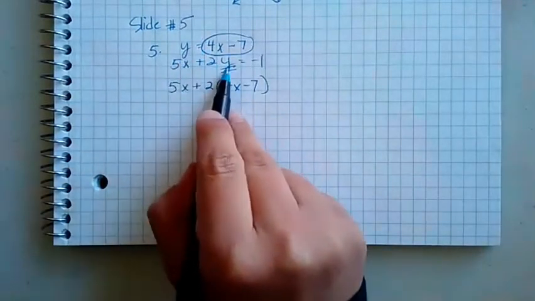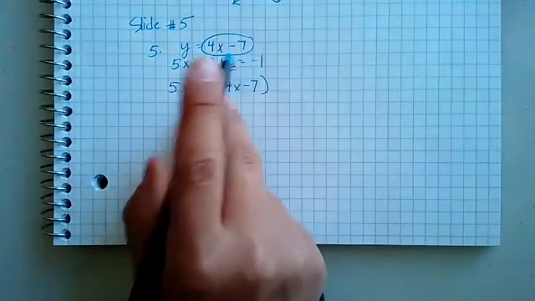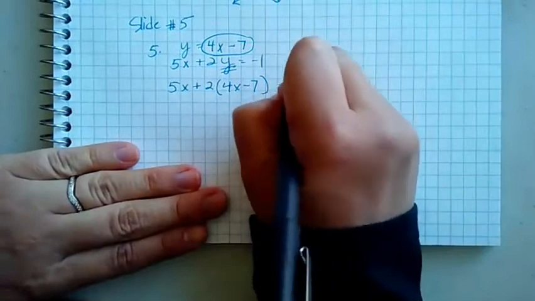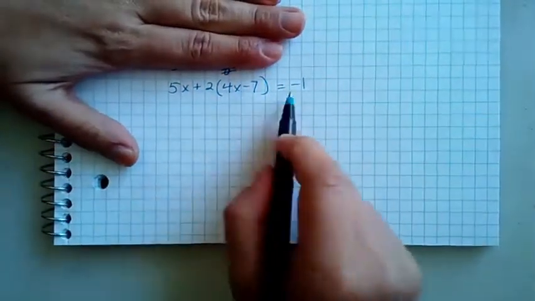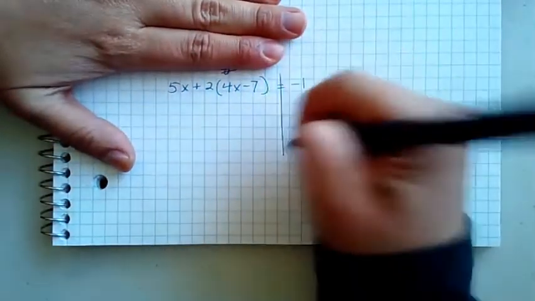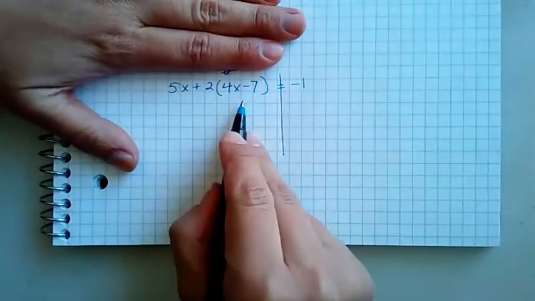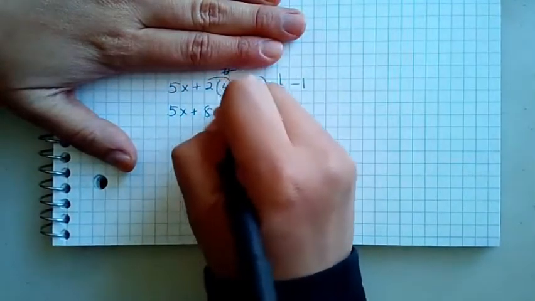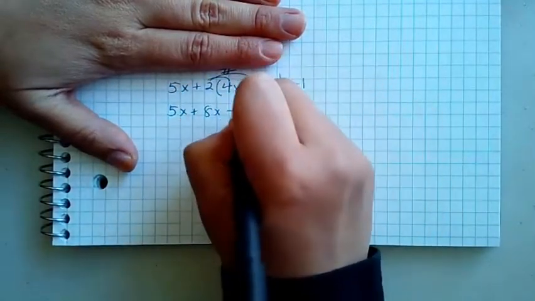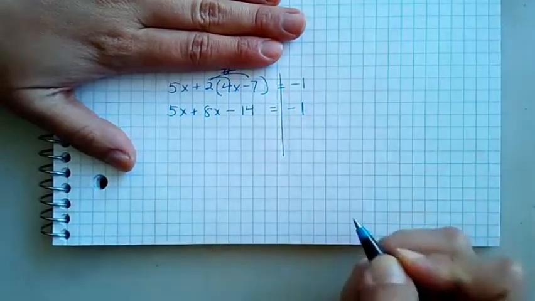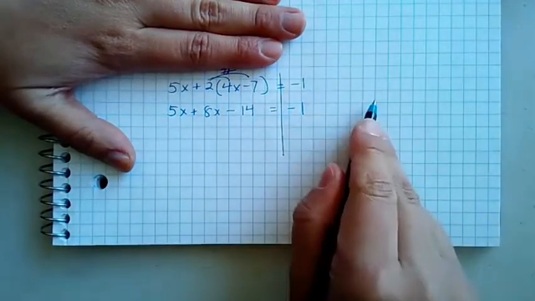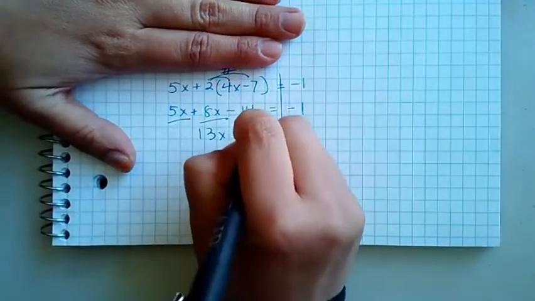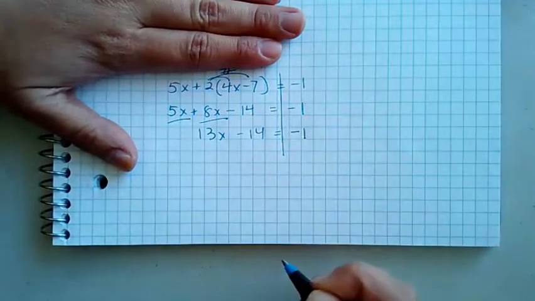In this case, we could call this y, or we could call it 4x minus 7. They mean the same thing for this equation. Okay, I have to keep going, equals negative 1. Now I'm going to ignore these 2 and just solve this one. My first step, I always do distribution if I have it. 2 times 4 is 8x. 2 times negative 7 is negative 14. Then I write the rest. If I can combine like terms on either side, I'm going to do that, and I can. And I get 13x minus 14 equals negative 1.